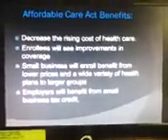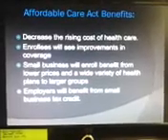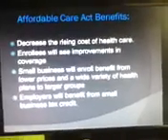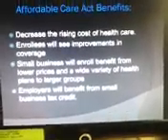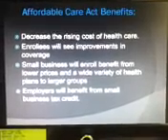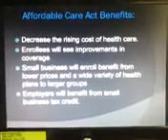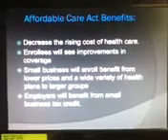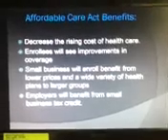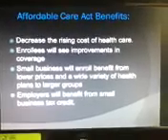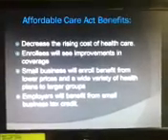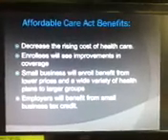So some of the benefits of the Affordable Care Act are decreasing the rising cost of health care. Enrollees in the program will see improvements in their coverage. This can be either one of two things or both: a better price for their coverage or more adequate coverage, or possibly both of those things. And small businesses will benefit from lower prices and a wider variety of health plans to choose from. And employers will have a small business tax credit.